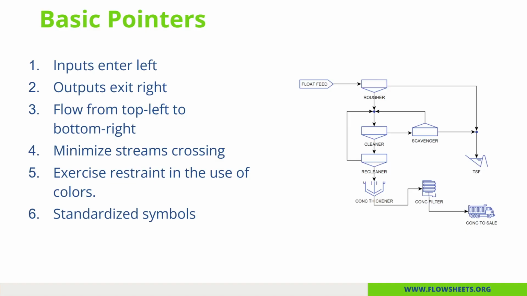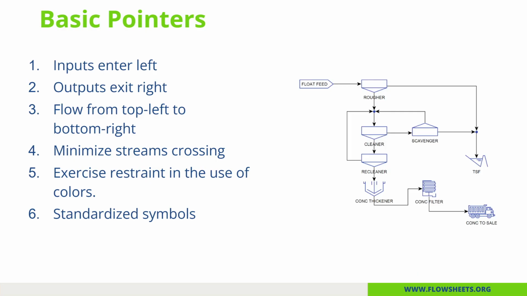Okay, so basic pointers on how to draw a flow sheet. Start off in the top left and then it comes out in the bottom right. So all the inputs should come in from the left and all the outputs should come out on the right. And generally speaking, the flow sheet should flow from the top left to the bottom right. Try to minimize the number of stream crossings because it reduces legibility. And so you just kind of move the icons around to be able to get that kind of layout.